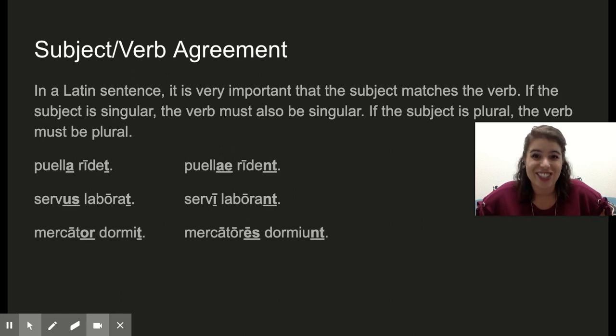Make sure you are paying attention to your endings and whether or not they are singular or plural, and translate them accordingly. That is all for today.